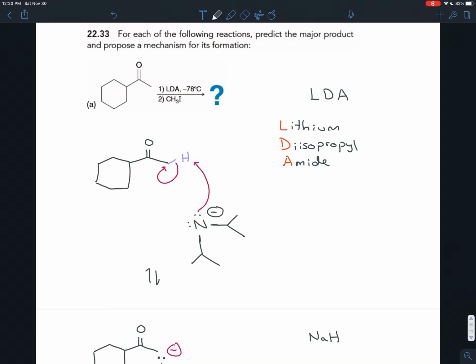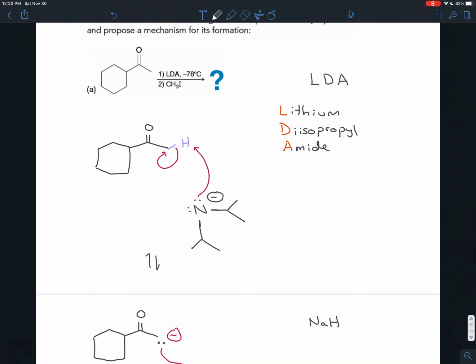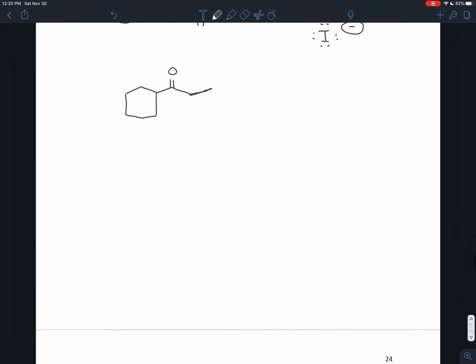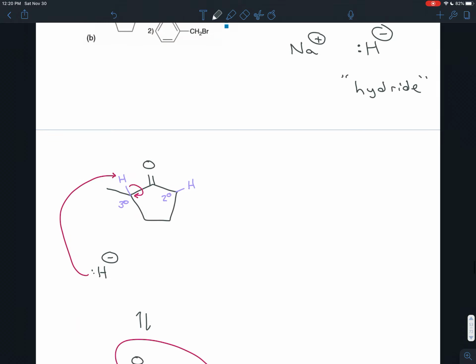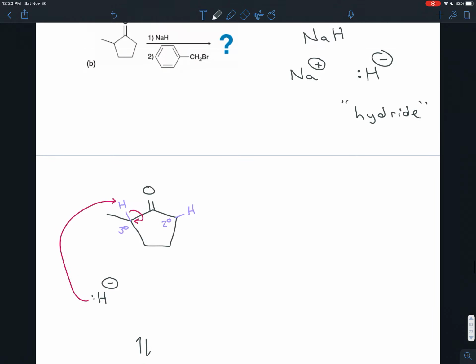And the second thing we learned are using different bases to create the enolate on different alpha carbons. If you use LDA, lithium diisopropylamide, that will create the enolate on the less substituted alpha carbon. And if you use sodium hydride, that will create the enolate on the more substituted alpha carbon.